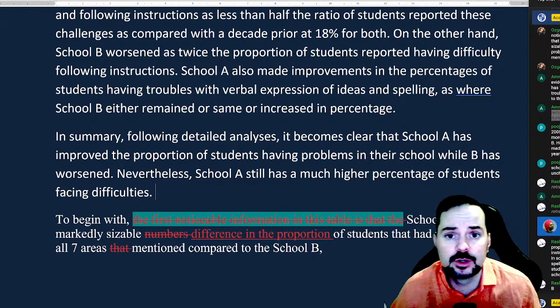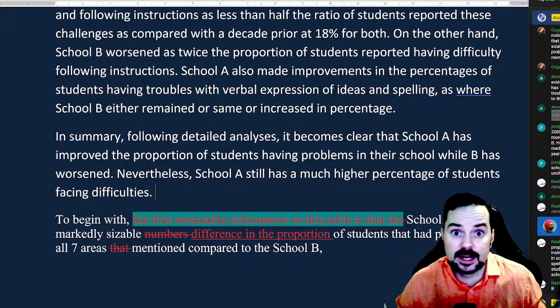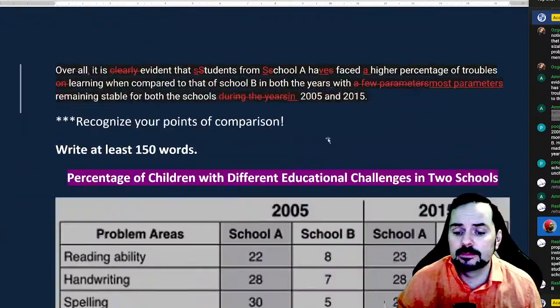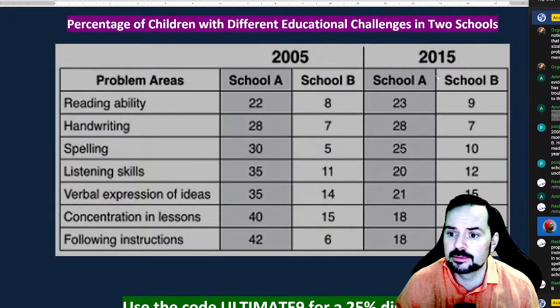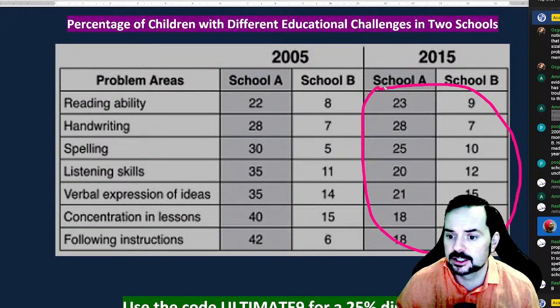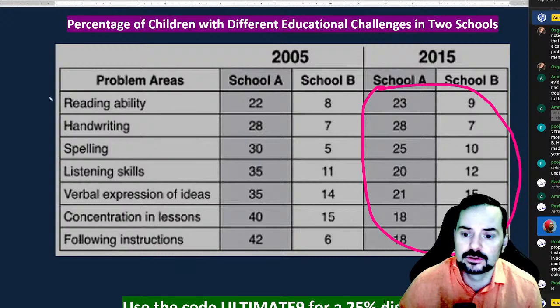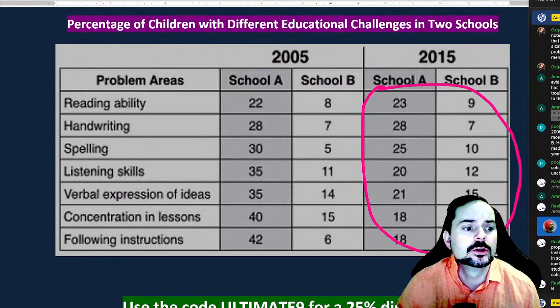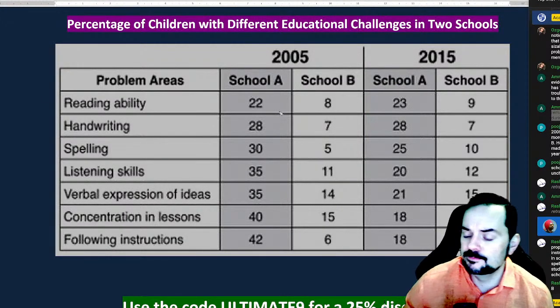So we don't want to start thinking that, hey, school A is doing so great, because yeah, school A is improving, but even in 2015, we can see that school A still has a much higher percentage overall of students having difficulties, okay? So that's what it looks like.